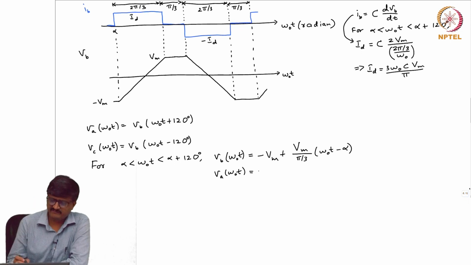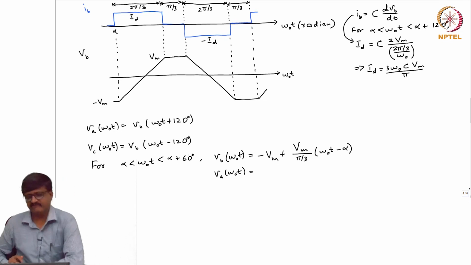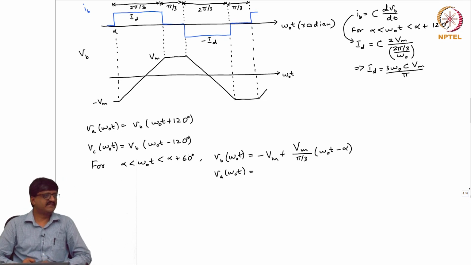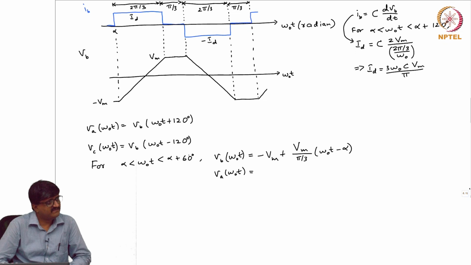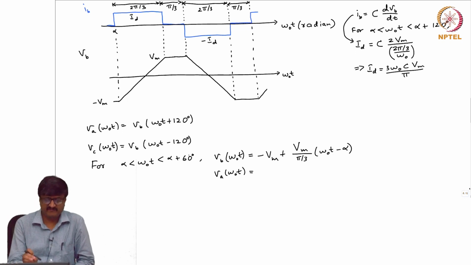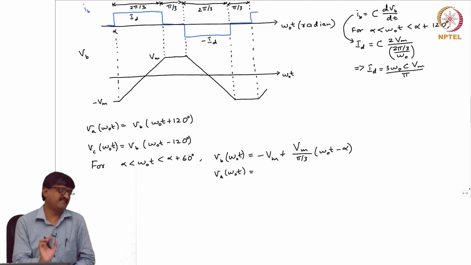Okay, it may be easier if, instead of taking it up to 120 alpha plus 120, I make it alpha plus 60. It may be easier to write the expression for Va. What is Va? From alpha to alpha plus 60, what is Va?